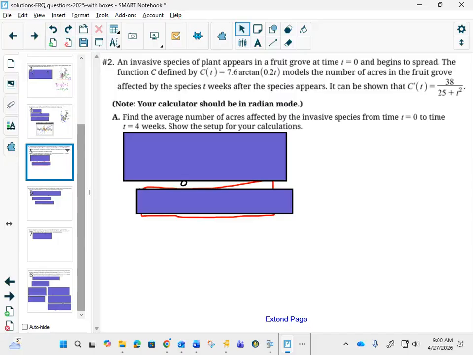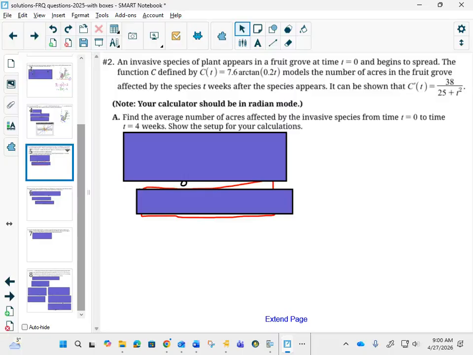An invasive species of plant appears in a fruit grove at time t equals 0 and begins to spread. The function C of t, with an arctan, models the number of acres in the fruit grove affected by the species t weeks after the species appears. It can be shown that the derivative is there.